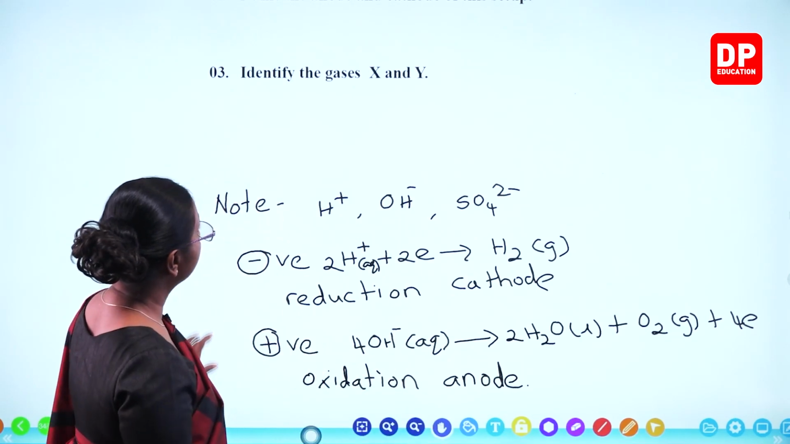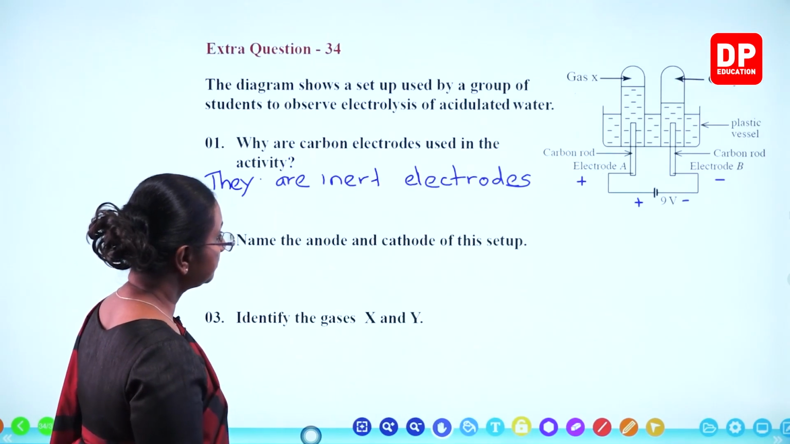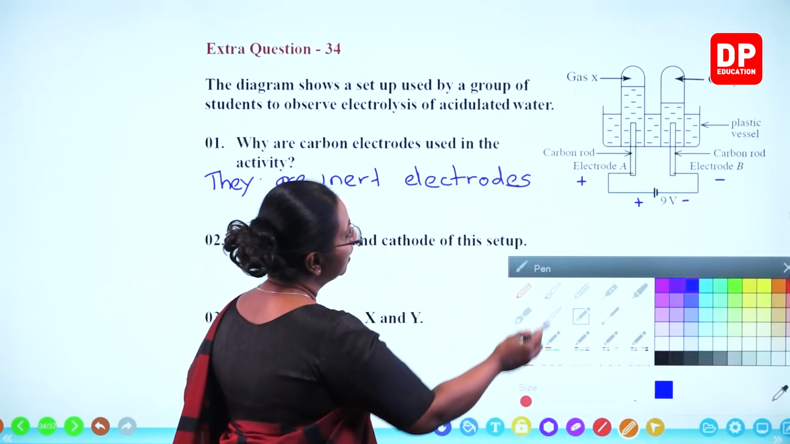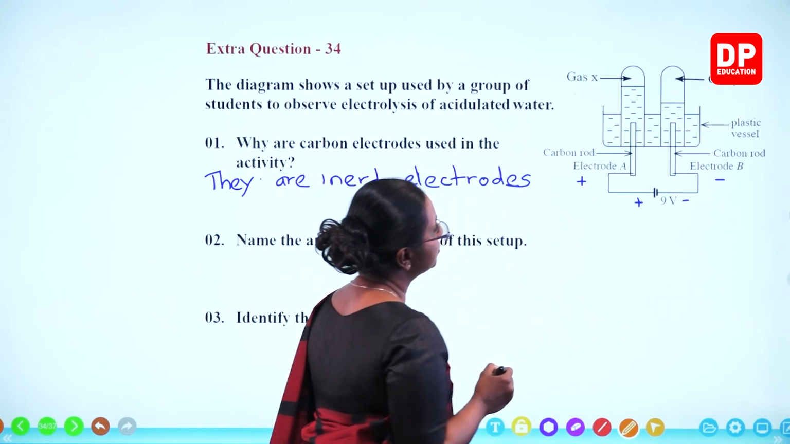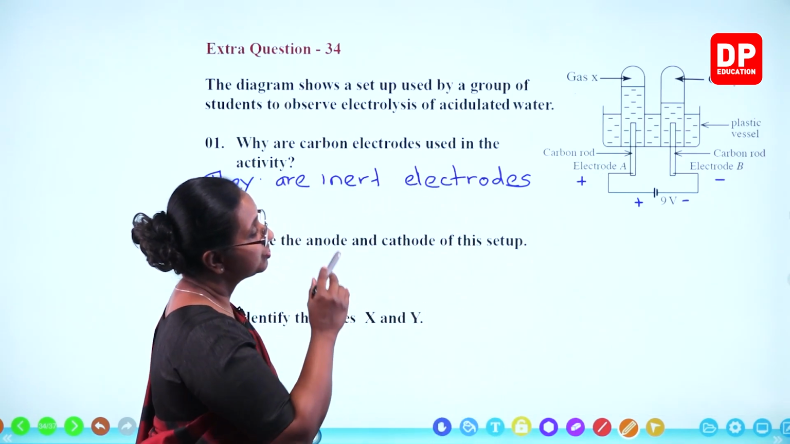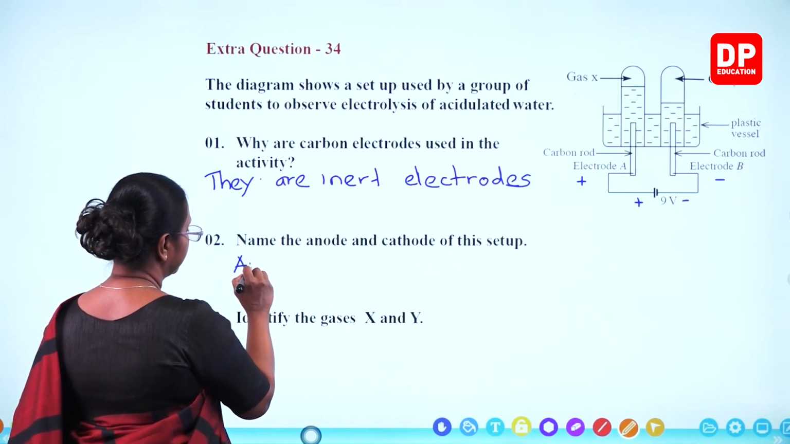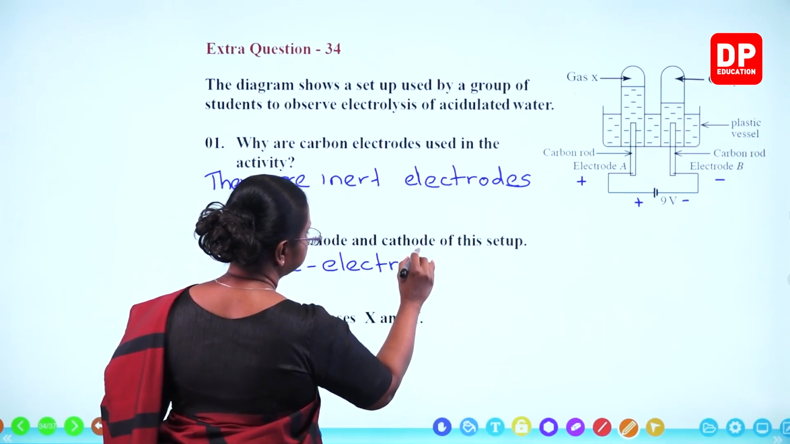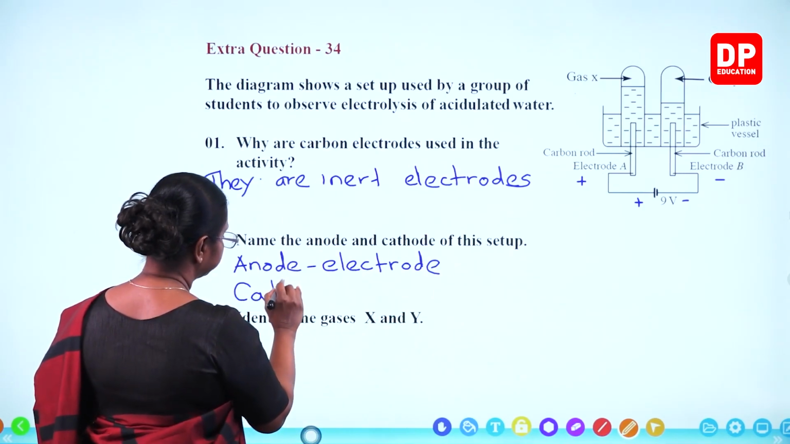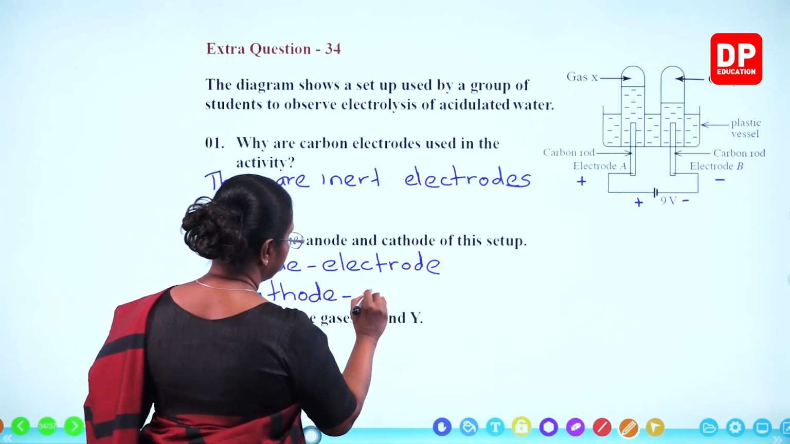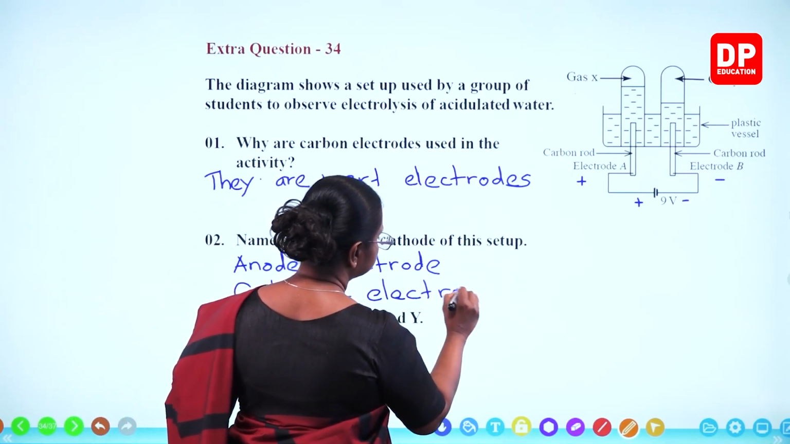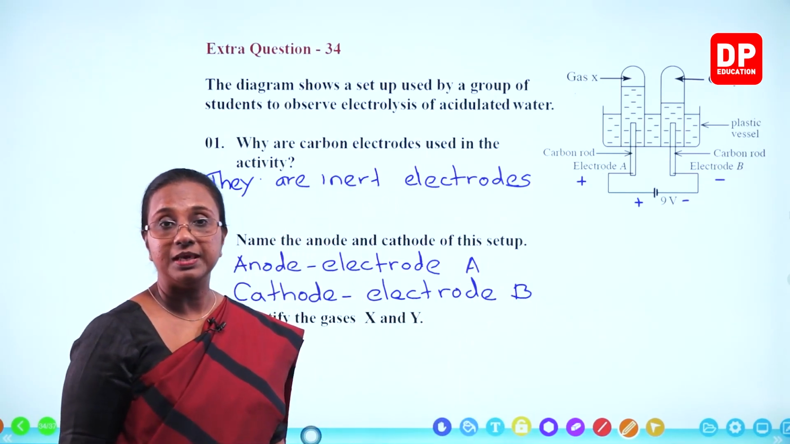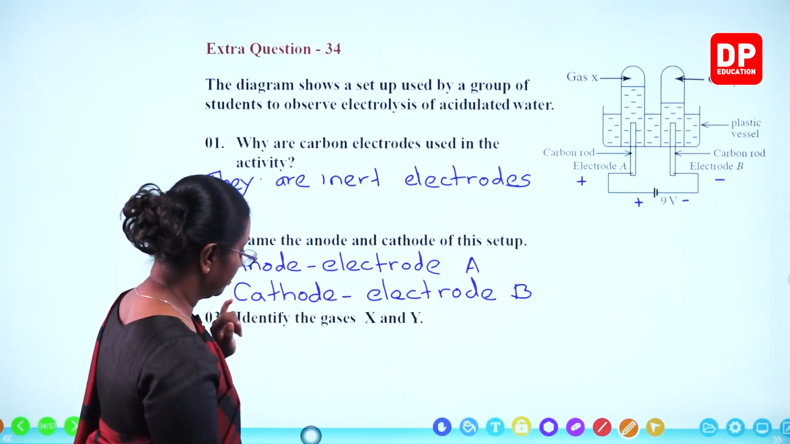So there, if we go back to the question, you can see students, this is the positive electrode where oxidation occurs. So that is the anode. So electrode A is the anode. And cathode is electrode B. Anode is electrode A, cathode is electrode B. That is how we write the two electrodes.